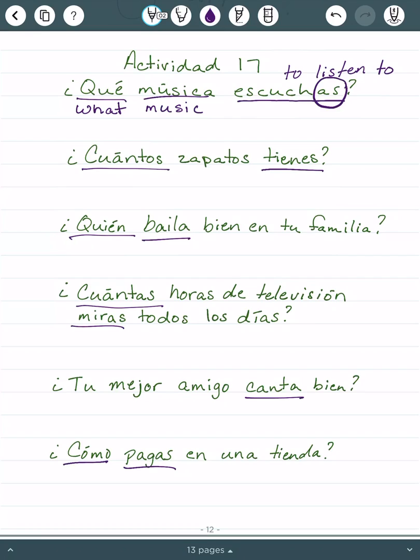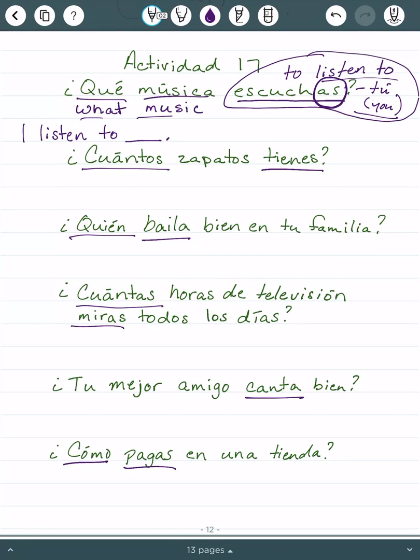But then when it ends in AS, that goes with tú, which is you. So what music do you listen to? Then you're going to say, I listen to, and then whatever you listen to. So we're going to change this verb, escuchar, to go with yo, and the yo ending is an O. So take off the AR in escuchar. Here we're going to change it to an O. I listen to, and then whatever you listen to. Now, word reference is going to come in handy here. If you listen to pop music, look it up on word reference. You'll know it when you see it. You could also put the name of a band there. That would be fine.